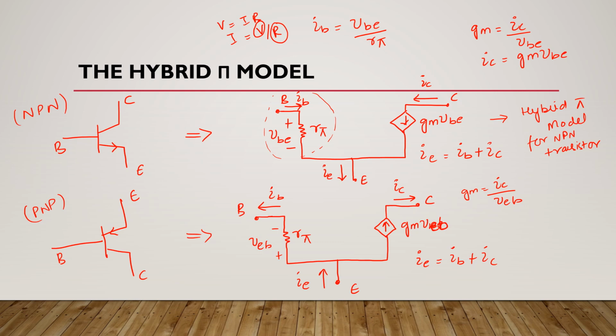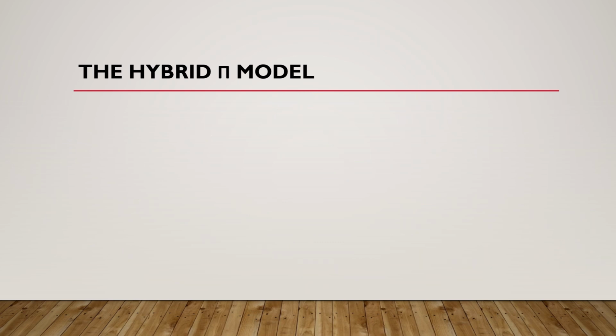Okay. So this is hybrid pi model for PNP transistor. Okay. Now for suppose if you have a transistor configuration like this, where the arrow is here, it means it is an NPN transistor configuration.